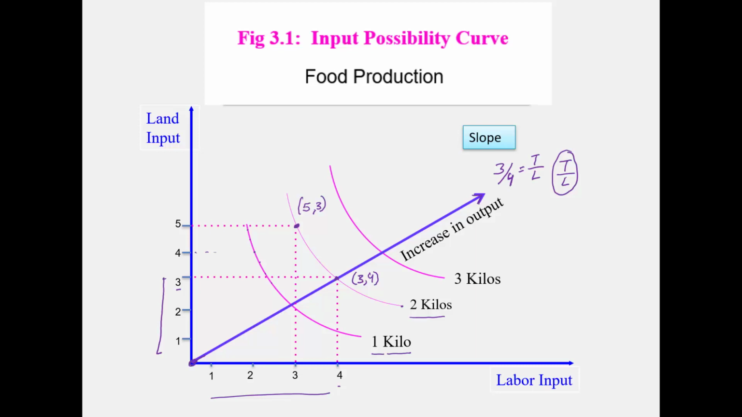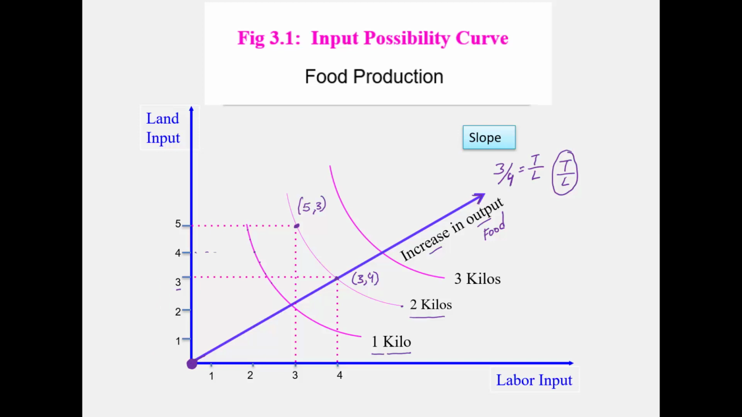Now, as you move away from this origin, there's an increase in output, which makes sense because the more inputs you use, the more land and labor you use, the more food you would be producing. So the further away you are from the origin, more output is produced of food. And this line represents the T by L ratio, the land by labor ratio that is used by the producers.